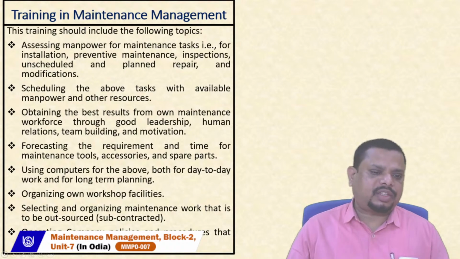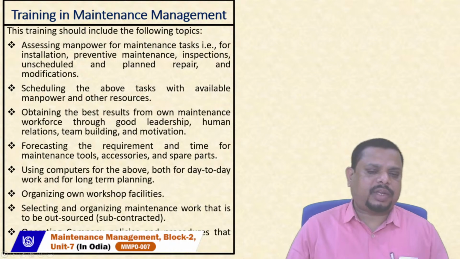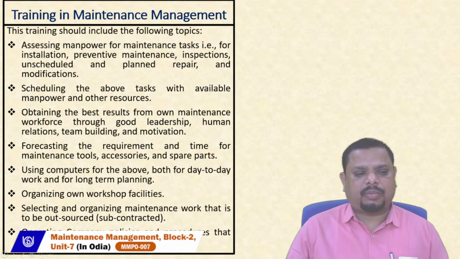Moving to the next one, the next point we have is forecasting the requirement and time for maintenance tools, accessories, and spare parts. That is why nowadays maintenance management is vast. They use various software and various statistical tools to go for better forecasting of requirements for maintenance tools, accessories, and spare parts.